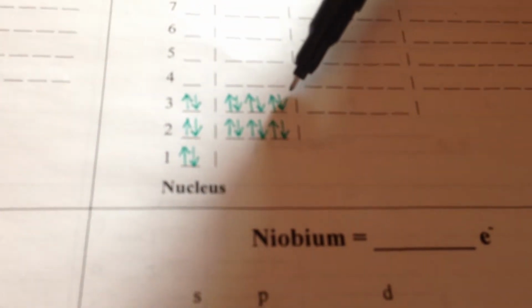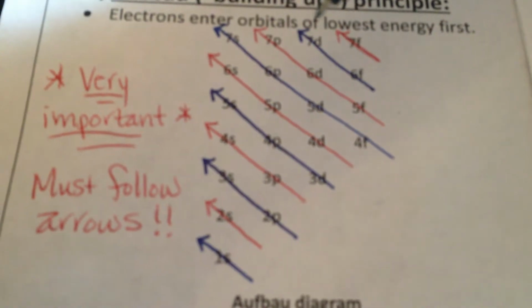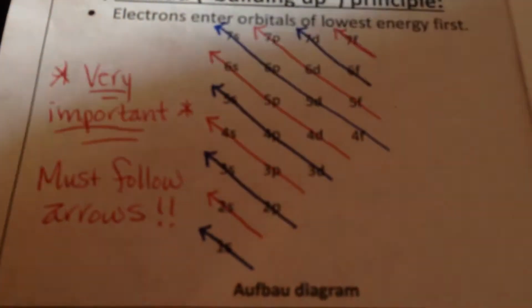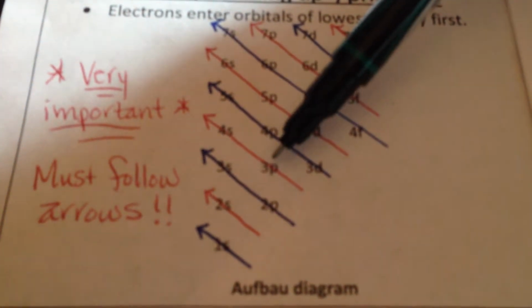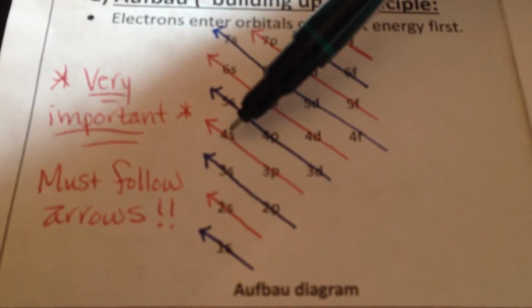You always want to stop after you have filled a complete orbital to then go back to Aufbau's diagram to check and see which one to do next. We just filled the 3p orbital. So according to Aufbau, 4s is next.